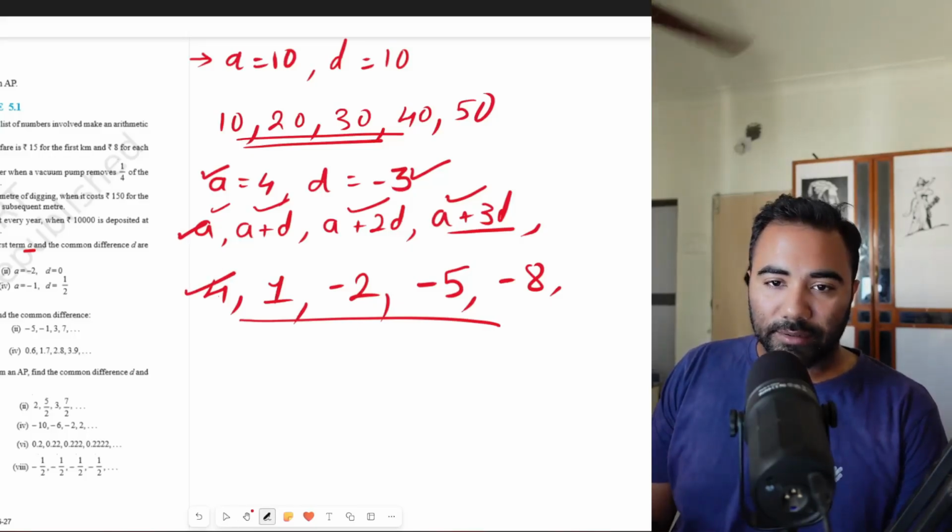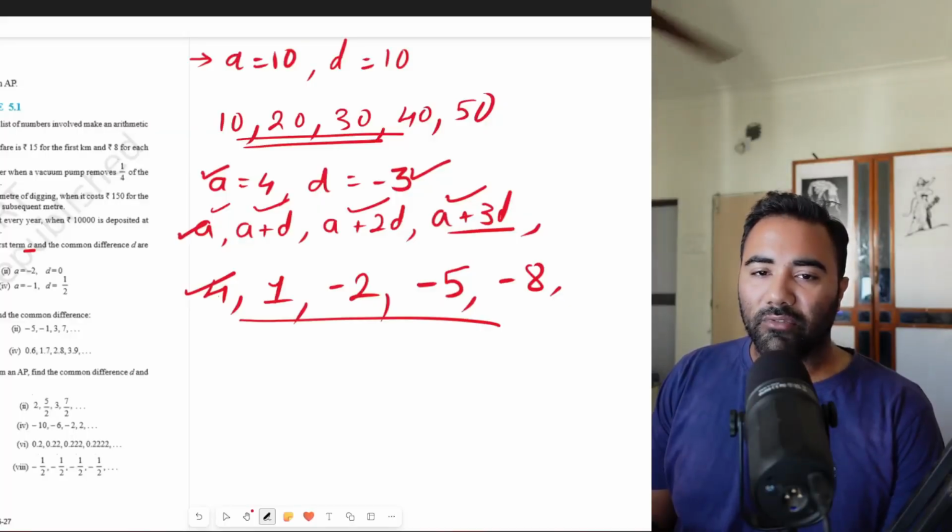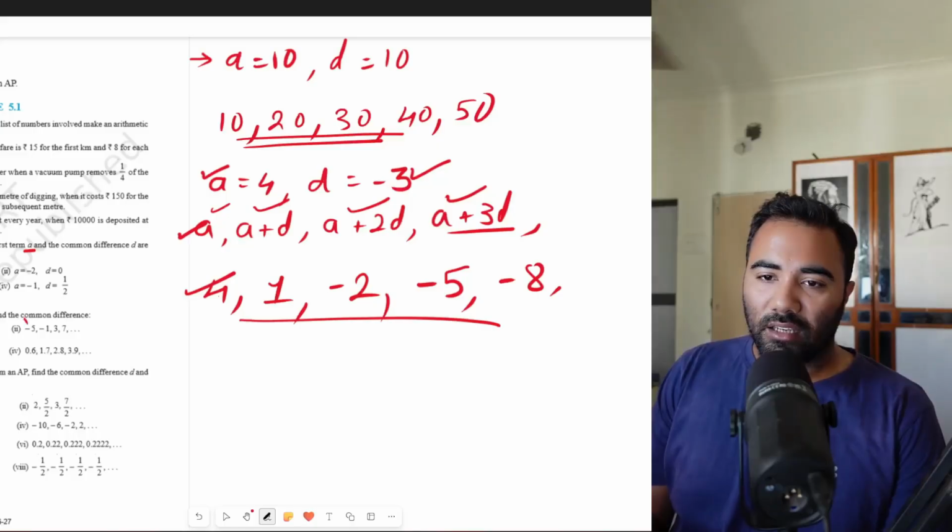All right. Let's go to question number 3. For the following APs, write the first term and the common difference. Okay, let's try the second one.